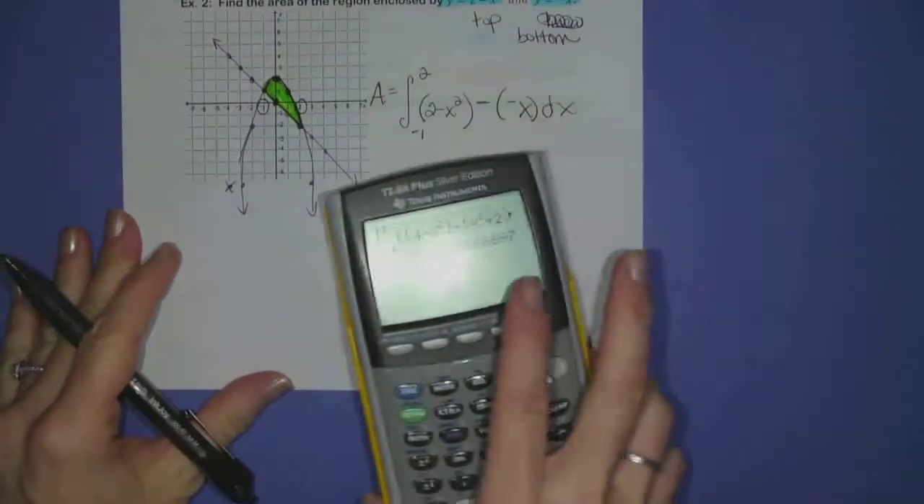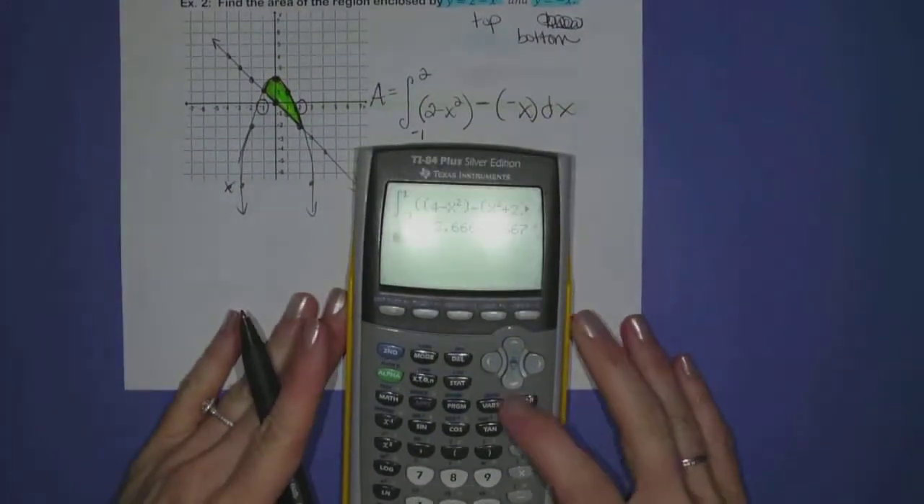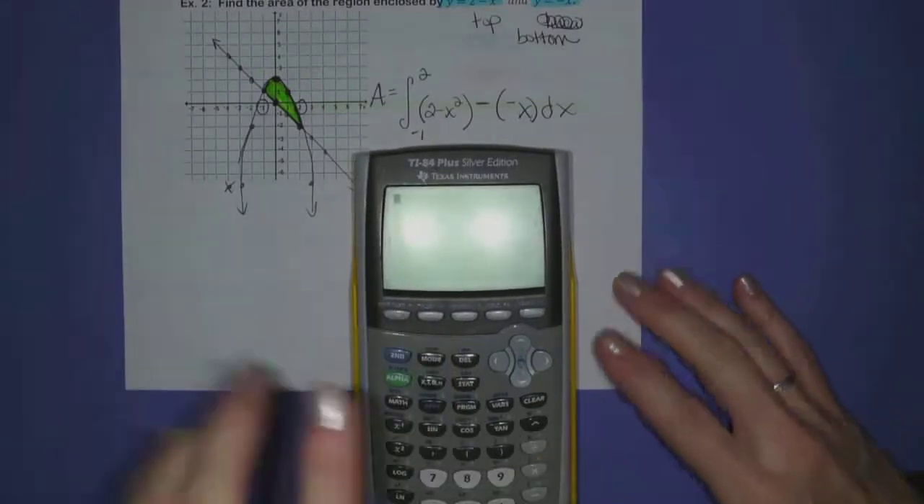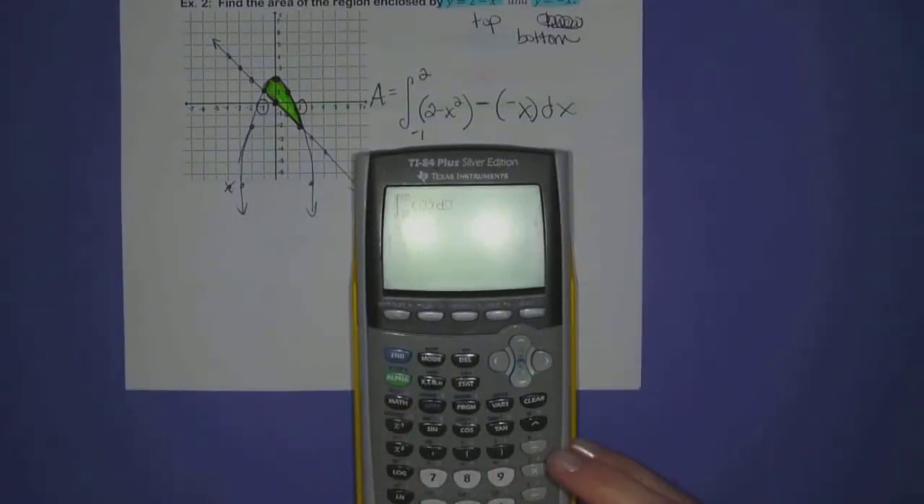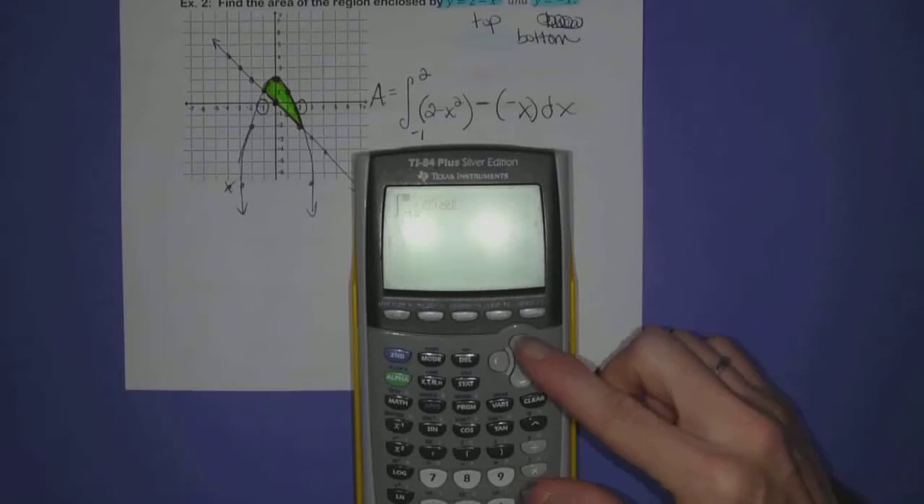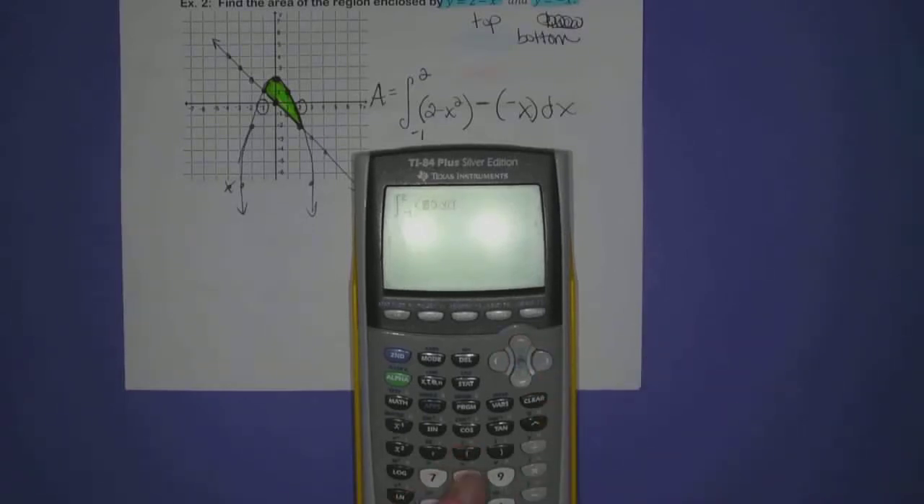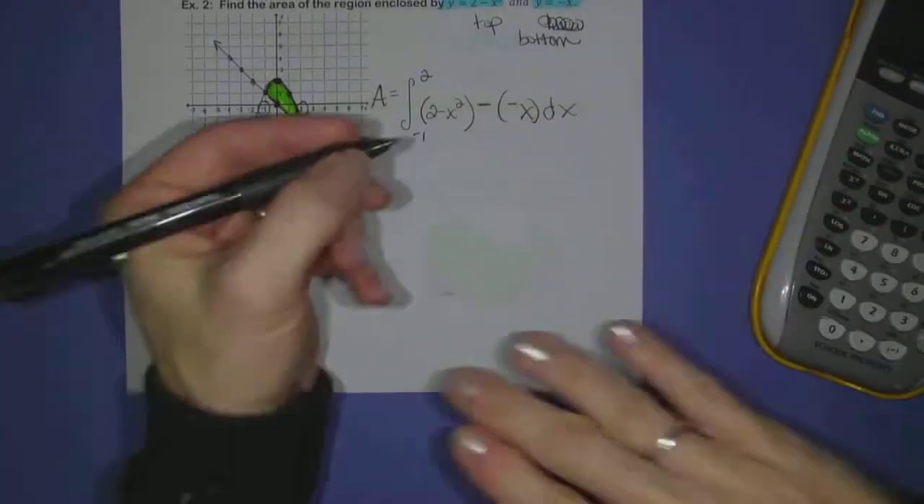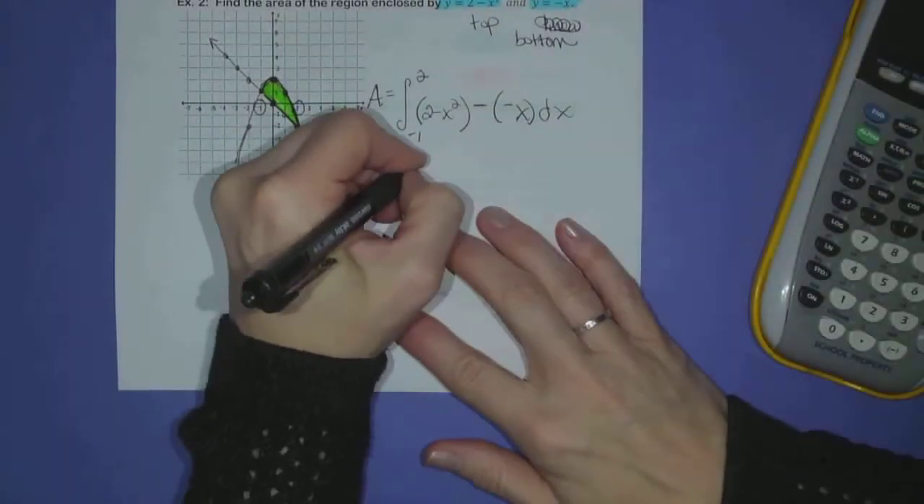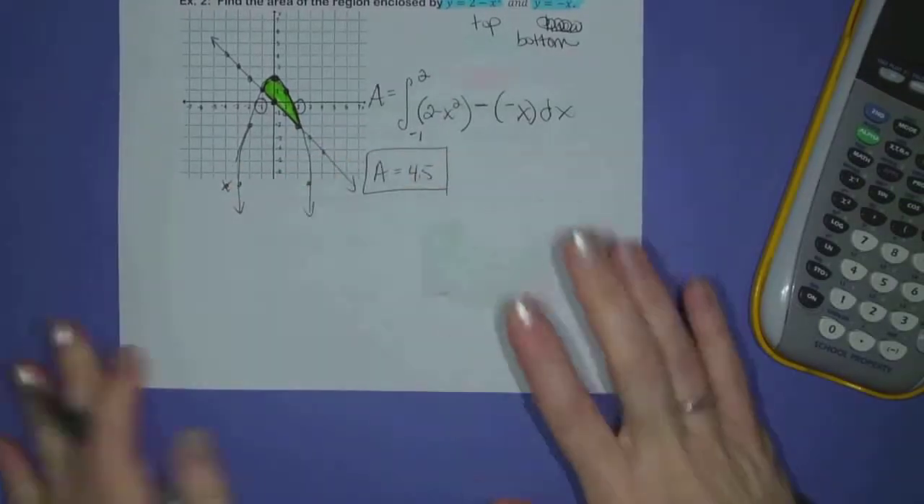And I'm going to throw that in my calculator. So math 9, -1 to 2, 2 minus x squared minus -x dx. 4.5. Okay, so area is equal to 4.5. 2 to go. Flip it.